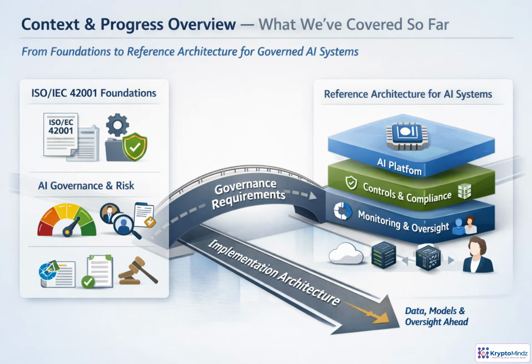We've already built the foundation: what ISO IEC 42001 expects, how AI governance is scoped, and how risk, accountability, policy, and compliance fit together. Now we move from requirements to implementation, translating governance concepts into a practical architecture for data, models, controls, monitoring, and human oversight.